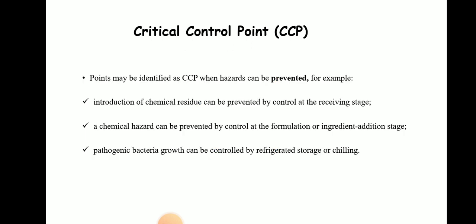Next, there may be points that are identified as CCPs when the hazards can be prevented. Examples of preventable CCPs: introduction of chemical residues can be prevented by control at the receiving stage. A chemical hazard may be prevented by control at the formulation or ingredient addition stage. Pathogenic bacteria growth may be controlled by refrigeration, storage, or chilling. These are examples of CCPs which are preventable.